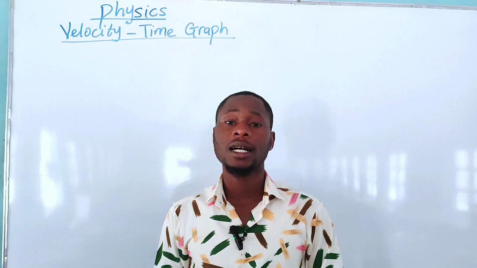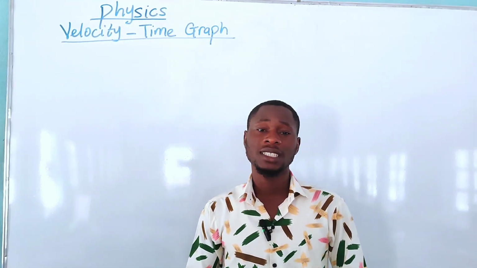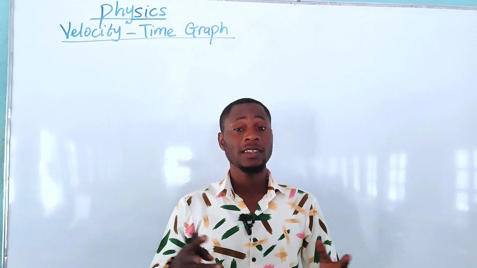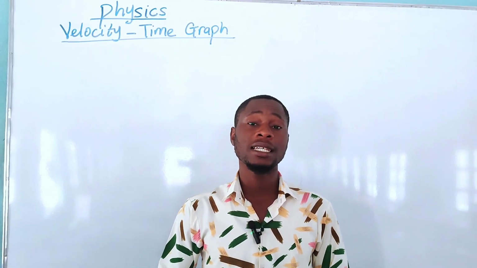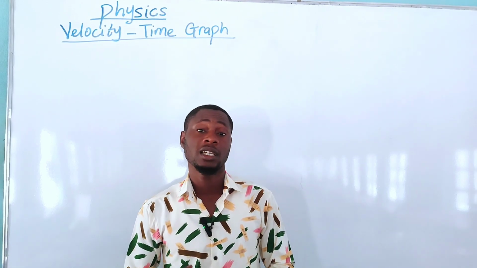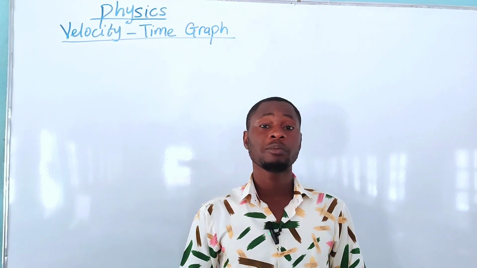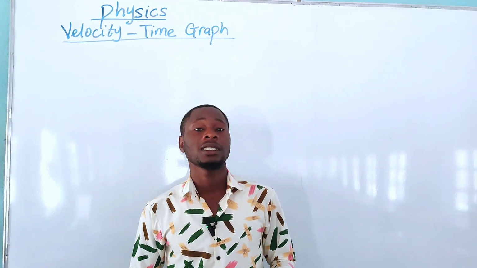Today we will be looking at the velocity time graph. First of all, what is a velocity time graph? The velocity time graph is a graph of velocity plotted against time. It's a graph that shows the relationship between the velocity of a moving body and the time taken for the body to move with that velocity.